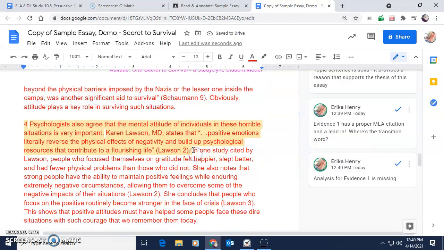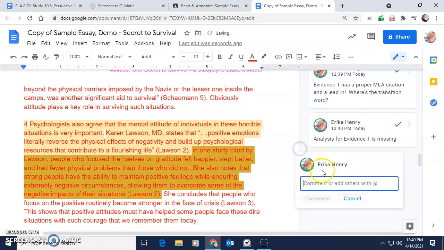So like I said, from this in one study cited by Lawson, keep going, keep going, keep going, all the way to the next citation. That's all evidence 2. So you can click the plus sign to make that side note. So evidence 2 has a lead-in. They paraphrase, which is fine. I don't want you guys doing that though, just as a heads up. They cite it. Again, no transition word.